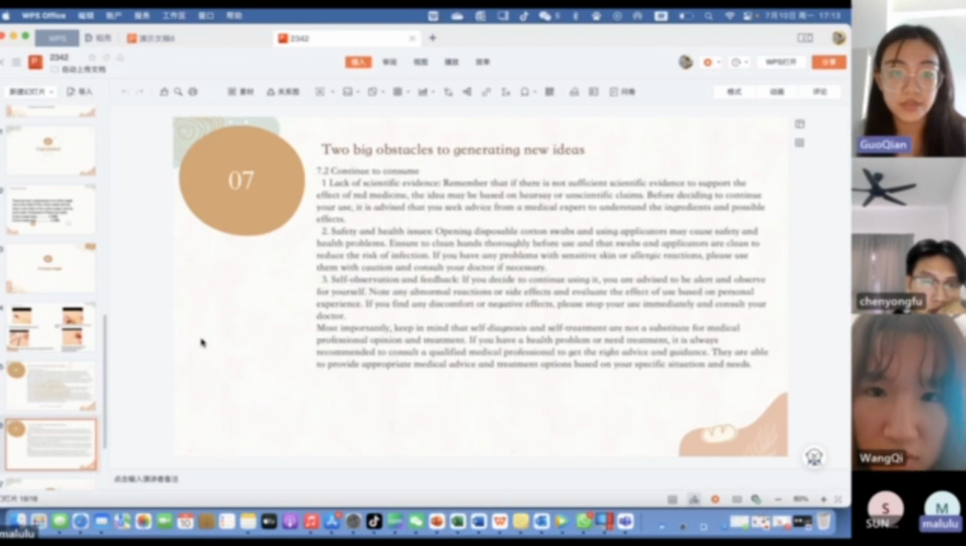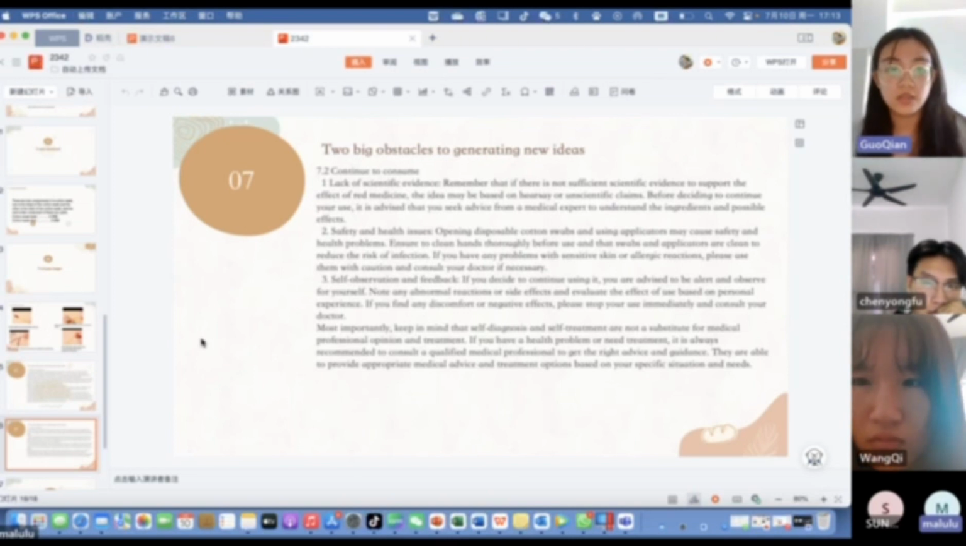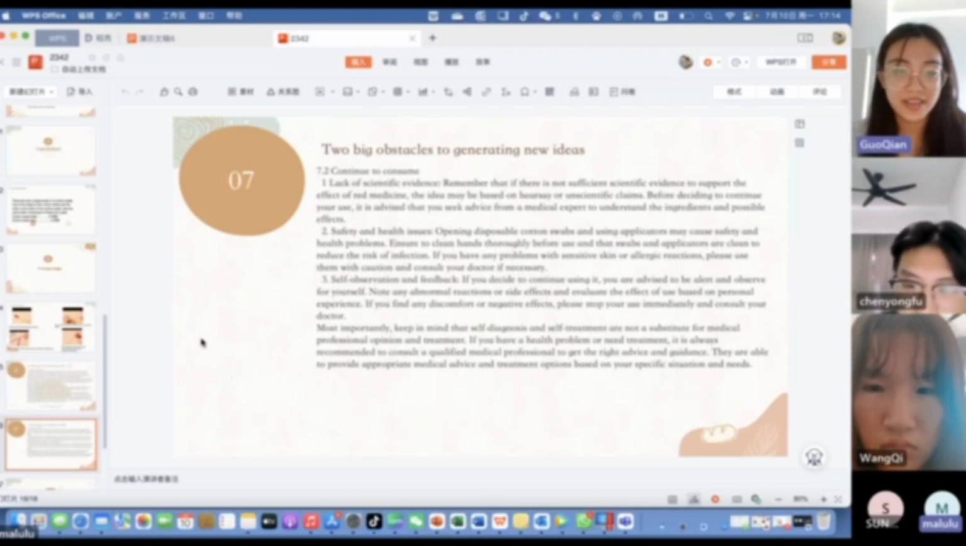Okay, continuing to customers. First is the lack of scientific evidence. Remember that if there is not sufficient scientific evidence to support the effect of the medicine, the idea may be based on hearsay or unscientific claims. Before deciding to continue your use, it is advised that you seek advice from medical experts to understand the implications and possible effects. Second is safety and health issues.